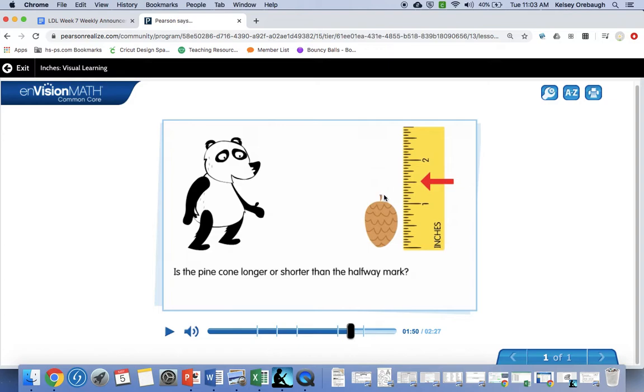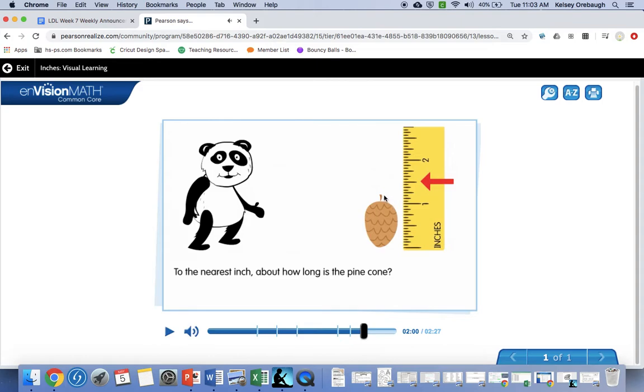We see that it is shorter than the halfway mark. It is not quite at the halfway mark or beyond. It's shorter. The pine cone is shorter than the halfway mark. To the nearest inch, about how long is the pine cone?